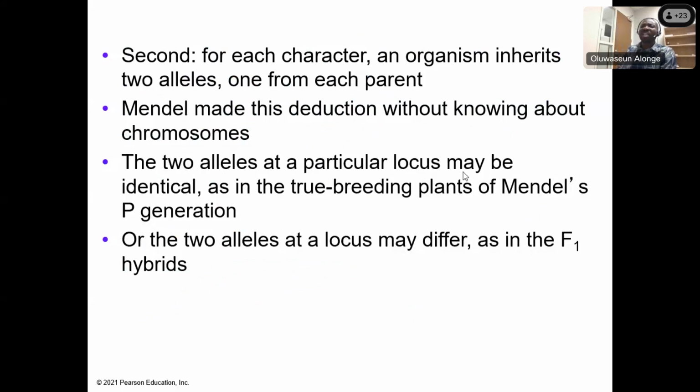The 2 alleles at a particular locus may be identical. When it is identical, you remember I told you we call it homozygous. When it is different, we call it heterozygous. So the 2 alleles at a particular locus may be identical, as in what you see in true breeding, and they may be different, in which case we call it heterozygous.